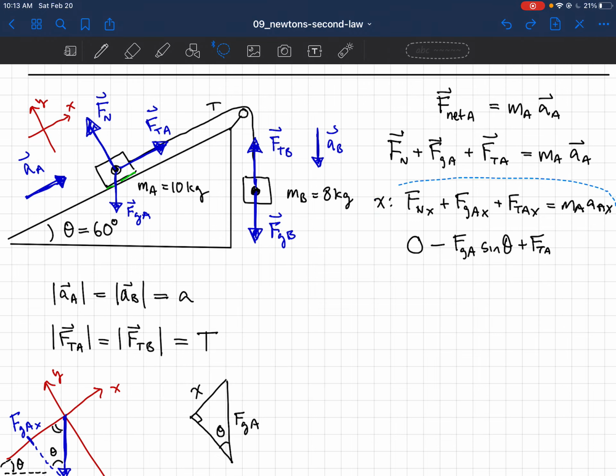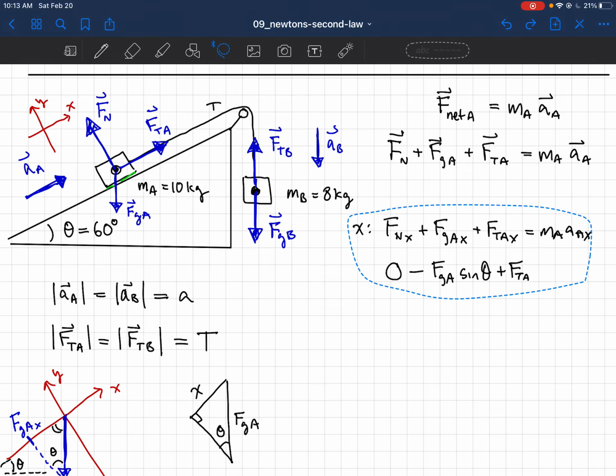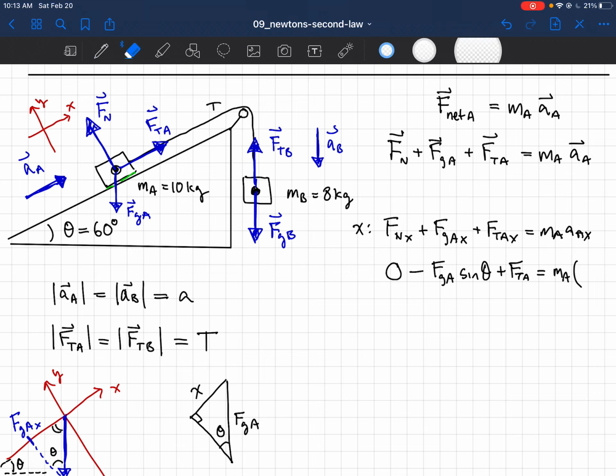And then we have the acceleration. Give myself a little more room. So the acceleration is not 0 here. I have to find it. We have to find the x component of the acceleration of A. M_A a_Ax, that's what we're looking for. So what is the x component of the acceleration?